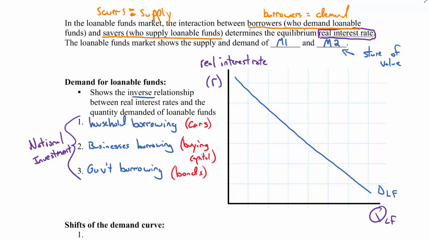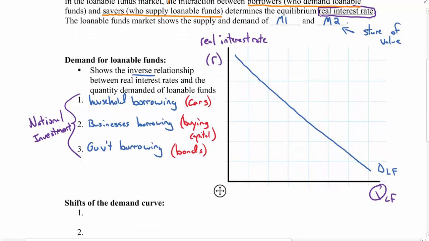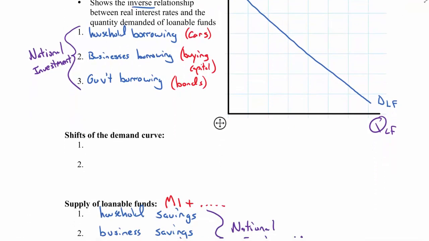Any changes here will shift the curve. I'll scroll down here to write out the two main things that will shift the demand curve. The first one deals with businesses and investment spending. This will be any change in perceived business opportunities, because we're looking towards the future here.